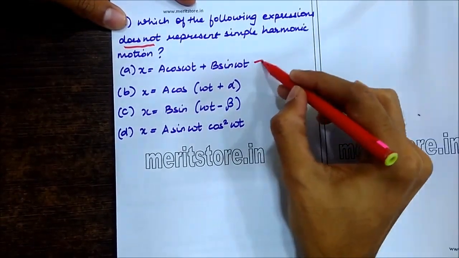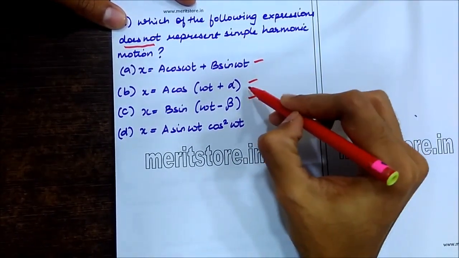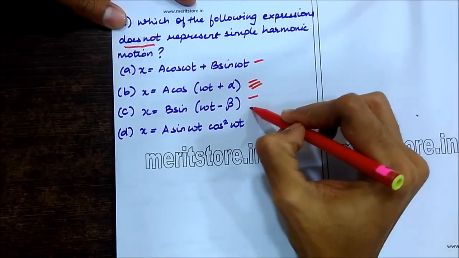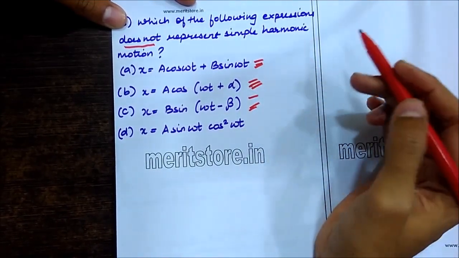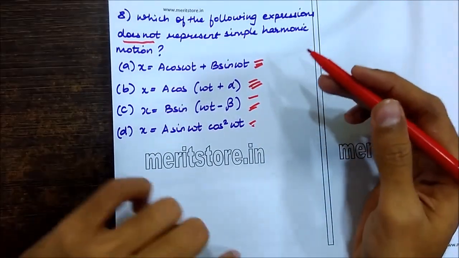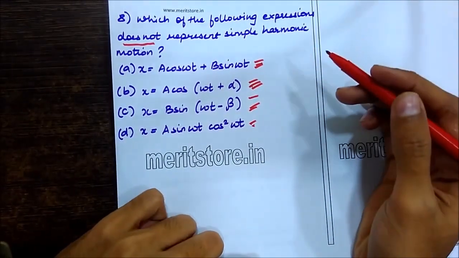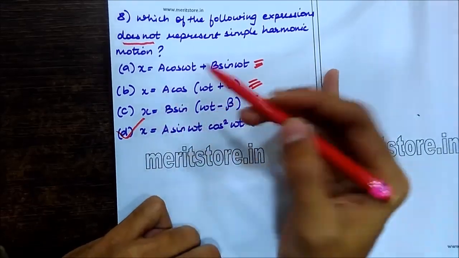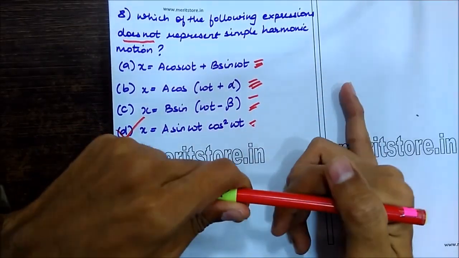So basically in the first three, there is a cos function over here, there is a sine function here, and there is a combination of both of them over here. But in the fourth one, option D, it is a product of two functions, which does not represent a simple harmonic motion. Hence we have D, which is not a simple harmonic motion.